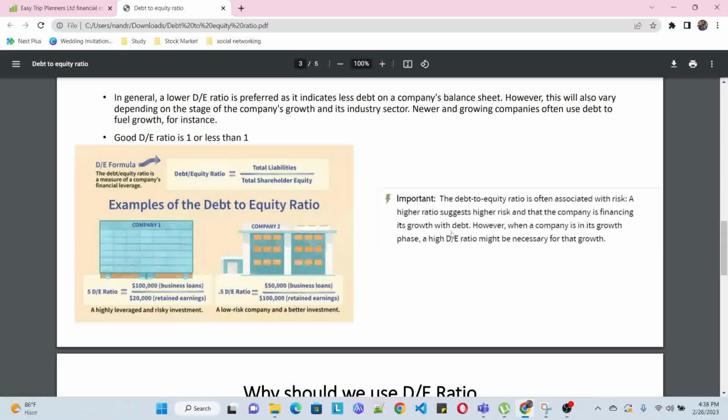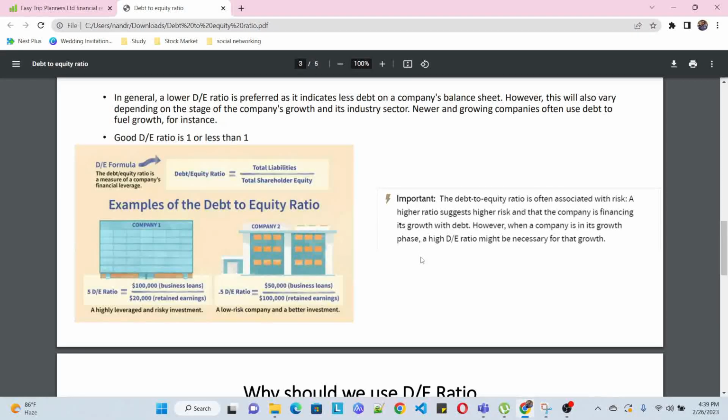Now, suppose we understand by two examples. Company one has a total debt of 1 lakh dollars and total equity of 20,000. 1 lakh divided by 20,000 is 5, so 5 is the DE ratio. This company is highly leveraged and maybe a risky investment. The second company has a 50,000 total loan and 1 lakh total shareholder capital. 50,000 divided by 1 lakh is a 0.5 DE ratio. A low risk company and a better investment.